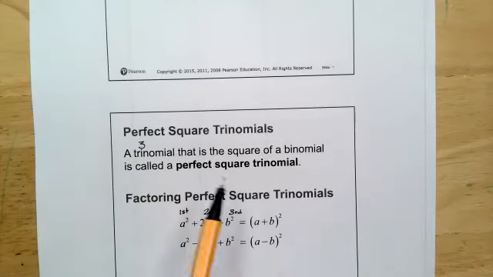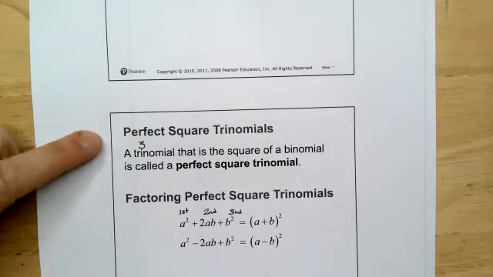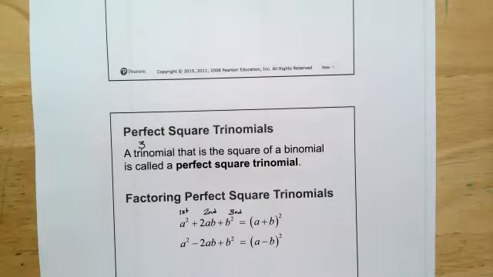That should be a review, right? Trinomial means there are three terms. A term is separated by plus or minus. So here's our first term, second term, and third term.